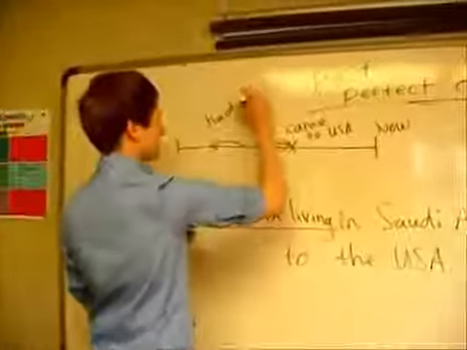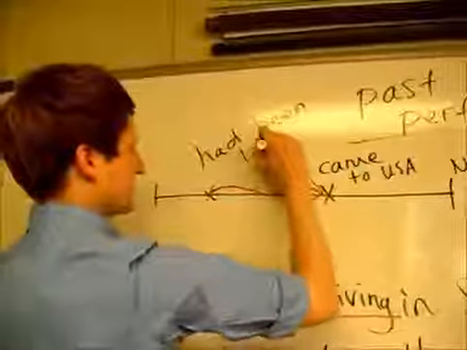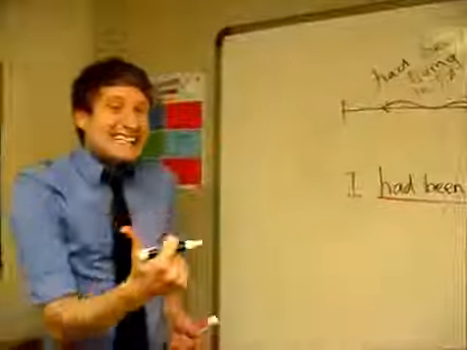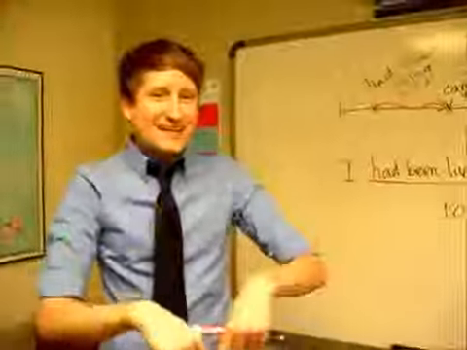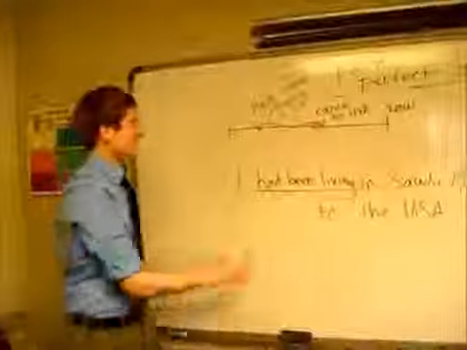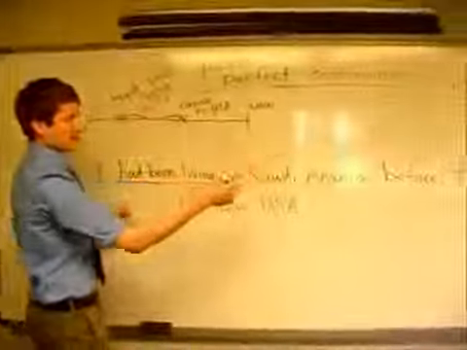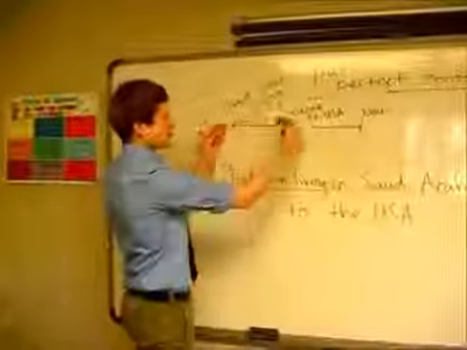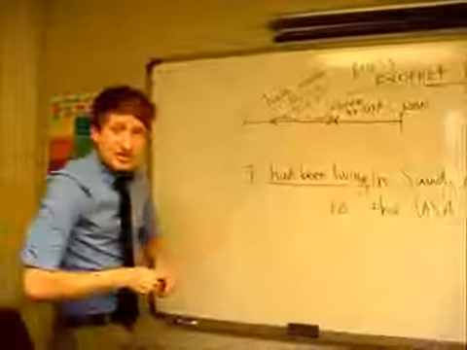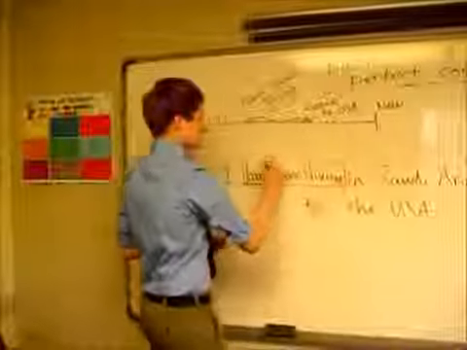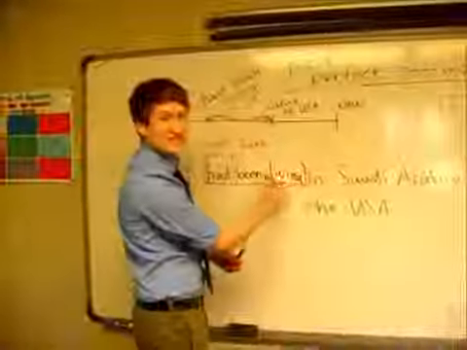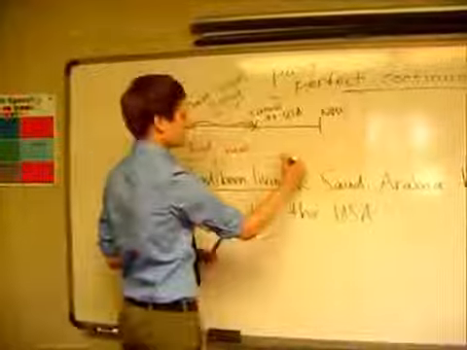So we can change this, and let's write had been living in Saudi Arabia. So I had lived in Saudi Arabia before I came to the USA, or I had been living in Saudi Arabia before I came to the USA. They're almost the same, but this one really shows that it continued for a while. And the parts that you need are had and been, and then the present participle, the ing verb.